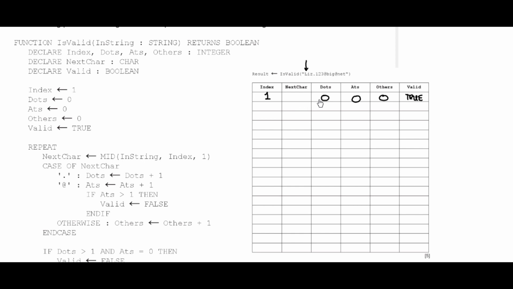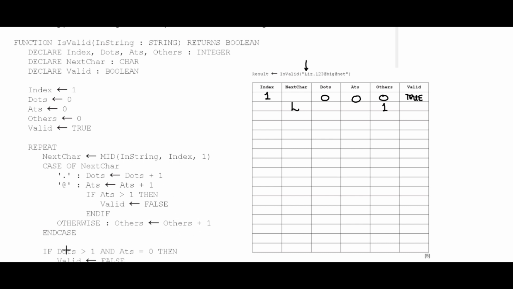So we're first storing something in next char, that's the first letter. And then we move on to case of next char. If it's a dot, then dots is dots plus 1. If it's an at, it's ats plus 1. None of these are happening, so otherwise others is others plus 1. Nothing is happening here, so others is others plus 1.